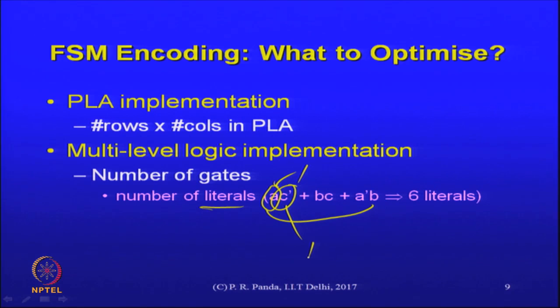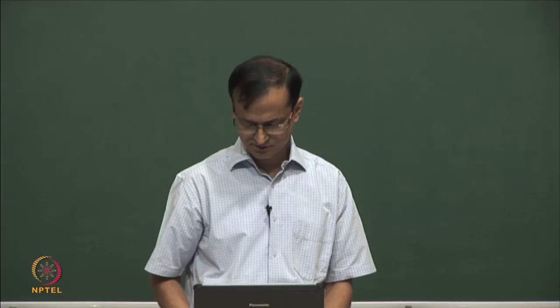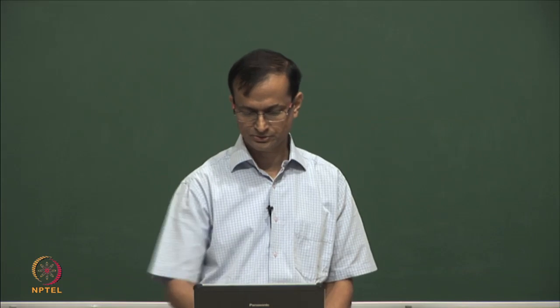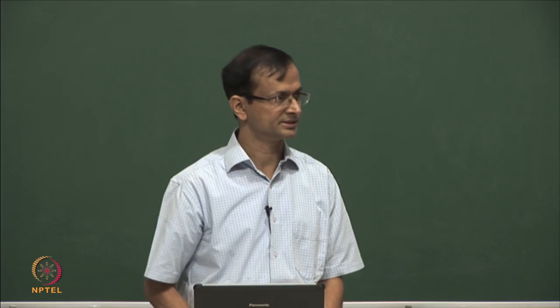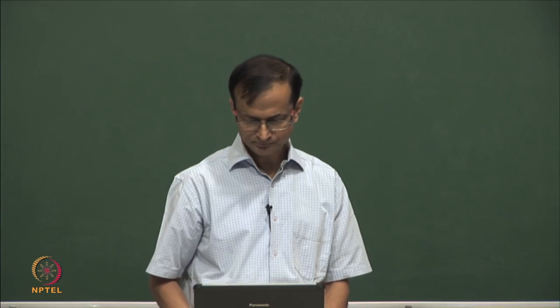Why is it worth thinking about? B and C is 2 literals, A prime B is also 2 literals. The B has already been counted, so it should be 5 literals? No, every time a particular variable occurs in a product term in an expression, we say that it is an additional literal. It is called literal count. So here the literal count is 6 in this expression.